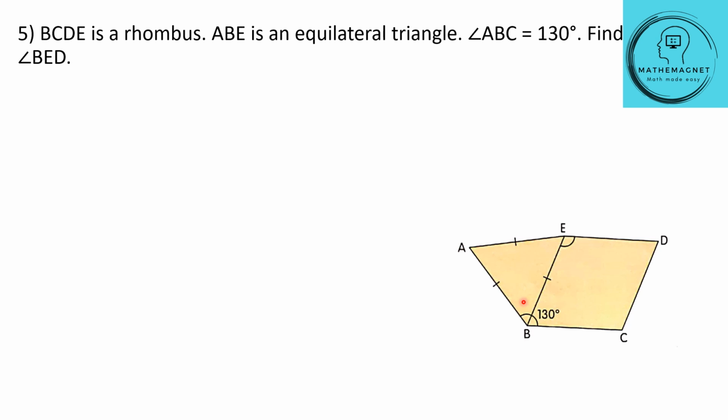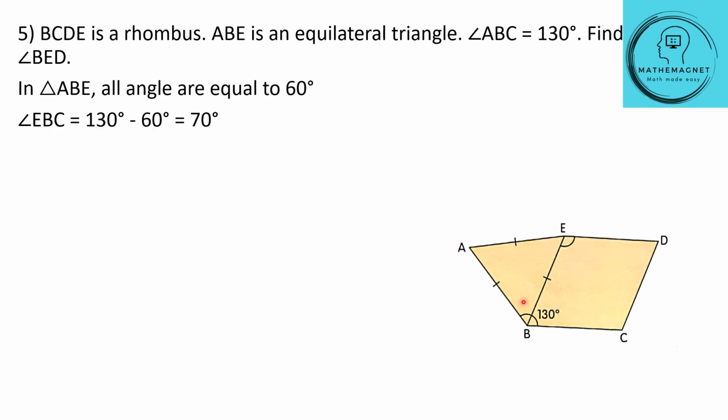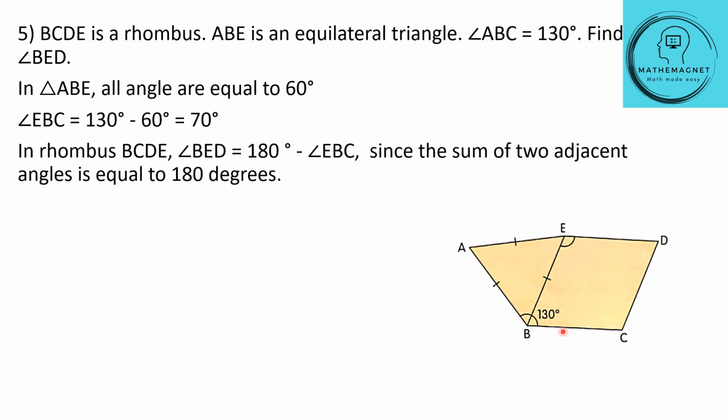Now we know ABE is equal to 60 degrees, and we also know angle ABC is 130 degrees. So angle EBC will be 130 minus 60, equal to 70 degrees. Now, in this rhombus BCDE, we know the sum of two adjacent angles is equal to 180 degrees, and we know angle EBC is equal to 70 degrees. So angle BED will be equal to 180 minus 70, which is equal to 110 degrees. So the unknown angle BED is equal to 110 degrees.